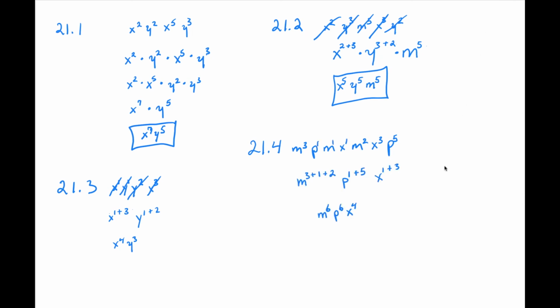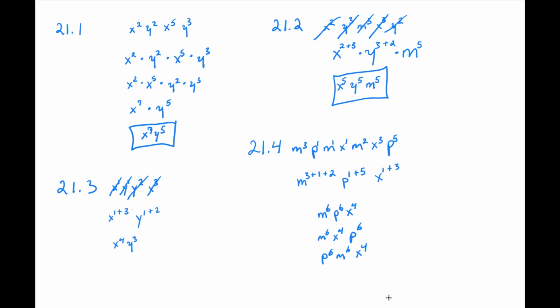All right, so you should have figured out that we have m to the 6, p to the 6, x to the 4. Now, if you don't have the variables in the same order that I do, it doesn't matter. What matters is that you have a 6 on the m, a 6 on the p, and a 4 on the x. You could have it in any order. It could be m6, x4, p6. It could be p6, m6, x4. It could be any of those, okay?